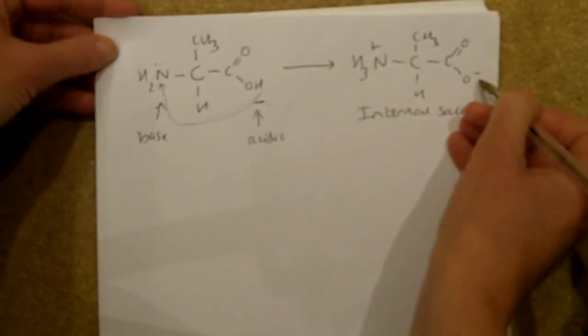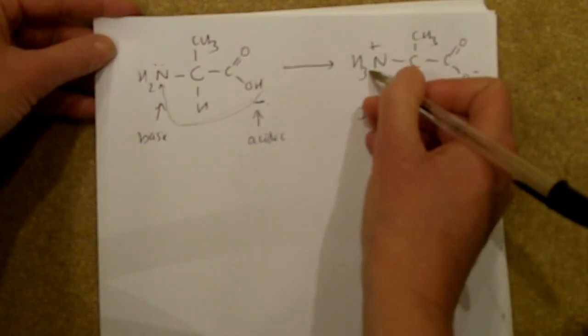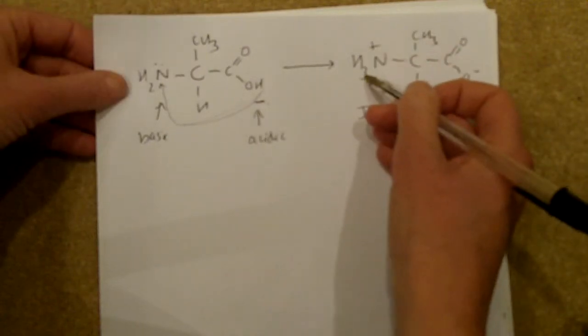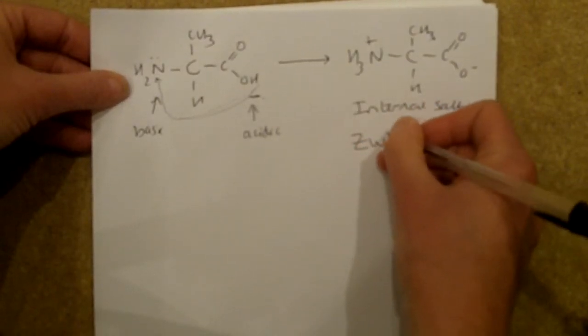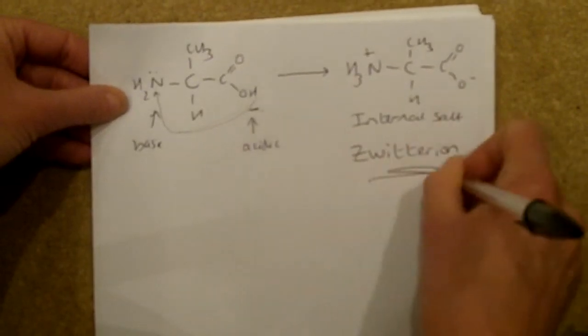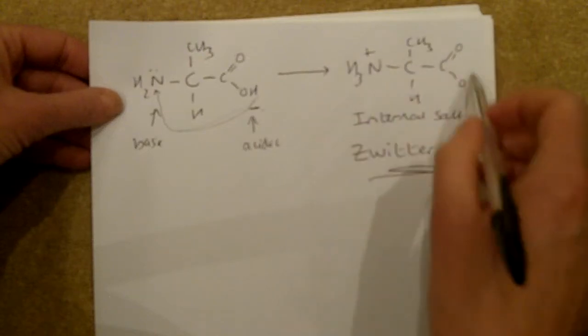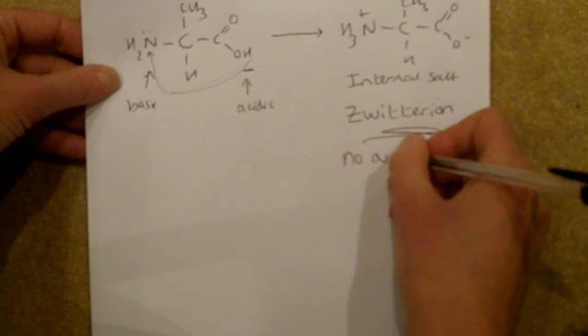So the H plus has been donated, it's an acid, it's been accepted by the base, and this happens within the molecule. It's called an internal salt, and the name we use for it is a zwitterion. Be careful with your spelling. A zwitterion is a word of German origin. This is when this internal salt has formed and there is no overall charge.